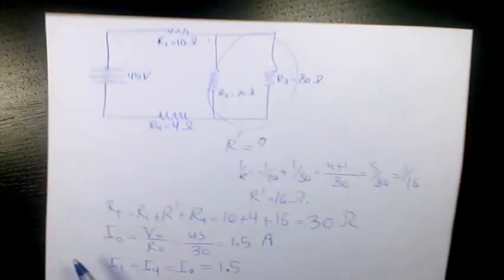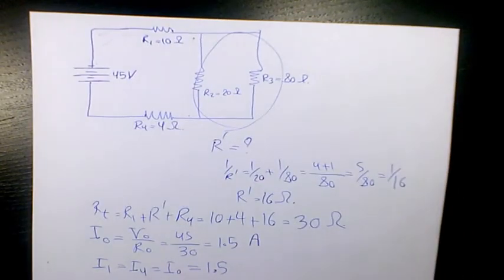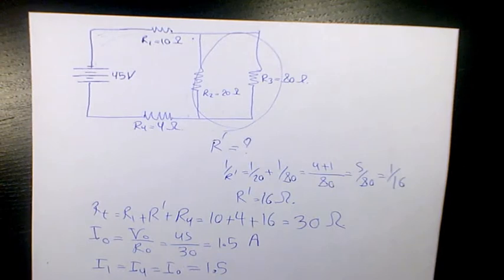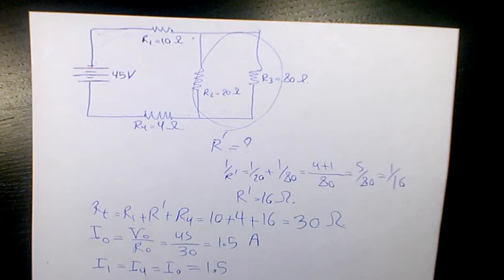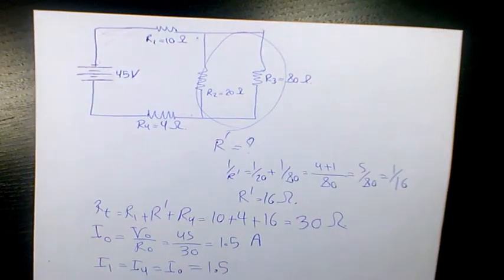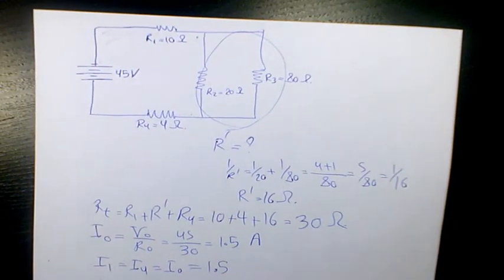So I can say I2 equals 24 divided by 20, and I3 equals 24 divided by 80, which will be 1.2 and 0.3 amp.